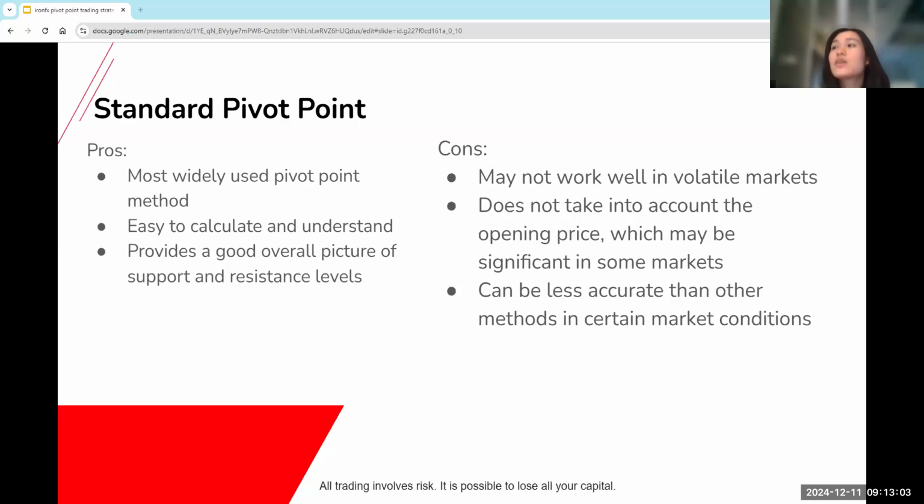Some cons is that it might not work well in volatile markets, and it doesn't take into account the opening price, which may be significant in some markets. It can also be less accurate than other methods in certain market conditions.